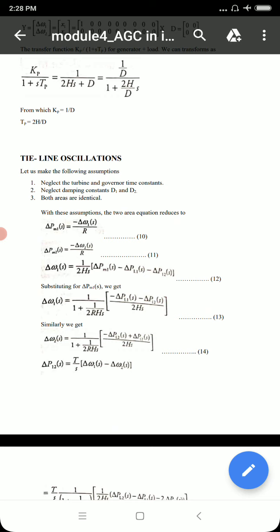So today we continue with the fourth module, that is tie line oscillation. We saw in the previous sections that the system state matrix is 9 cross 9 for a two area system. With some simplification, we can get a fairly good idea about the effect of the system parameters on the dynamic response. So let us make some assumptions.